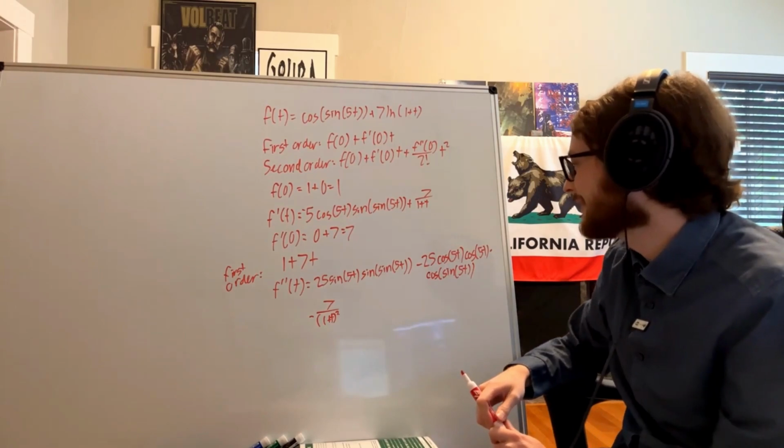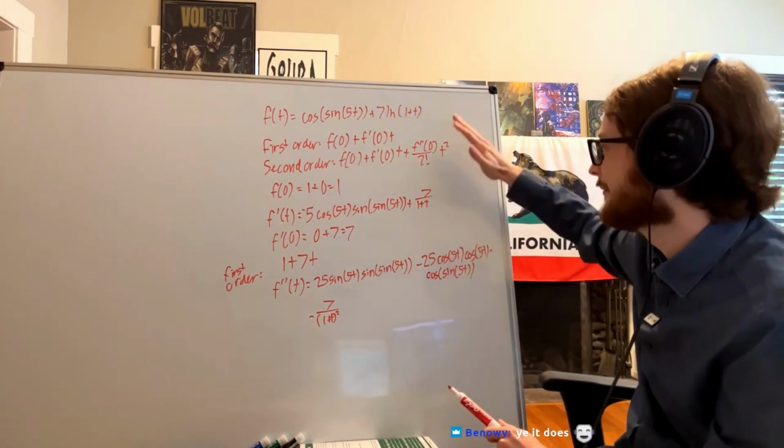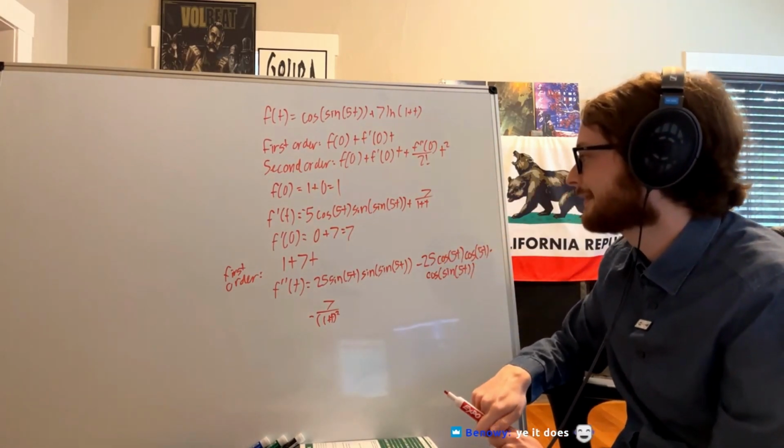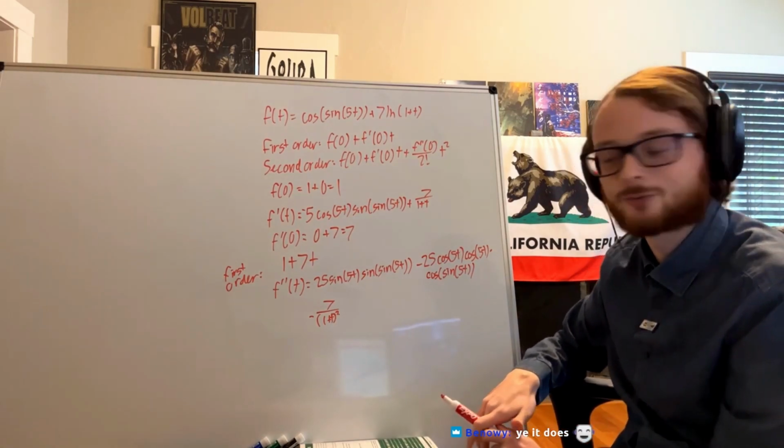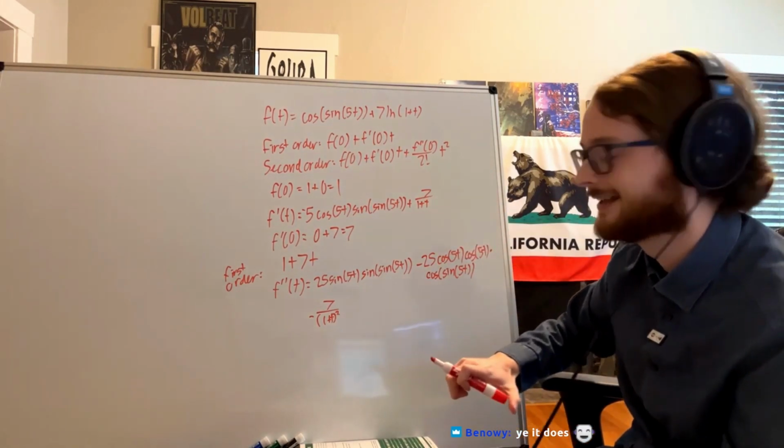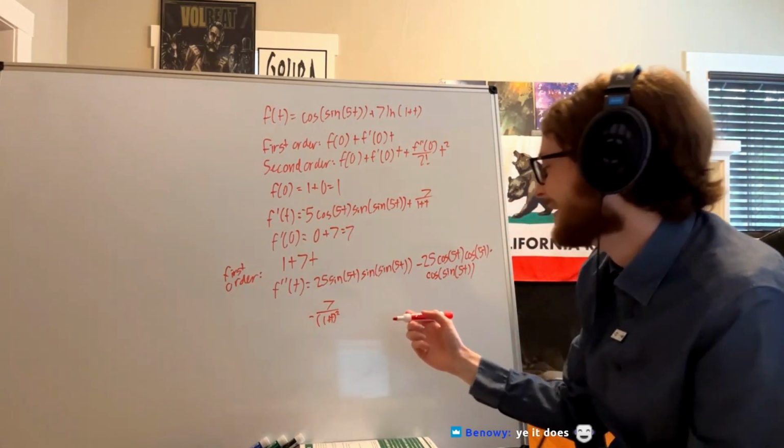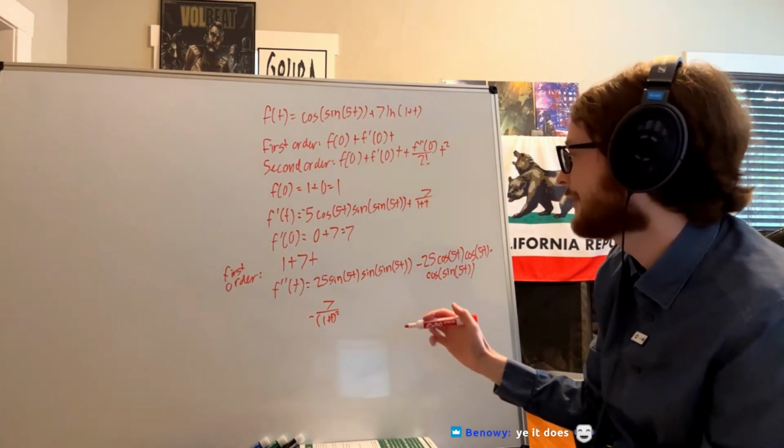The process of deriving it twice and plugging in is simple enough, but the actual deriving isn't. It does? Okay, good. So now we have to get f double prime 0.